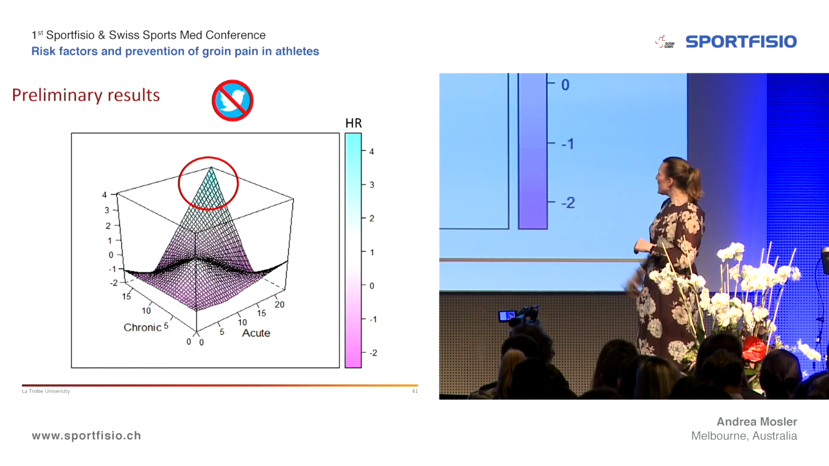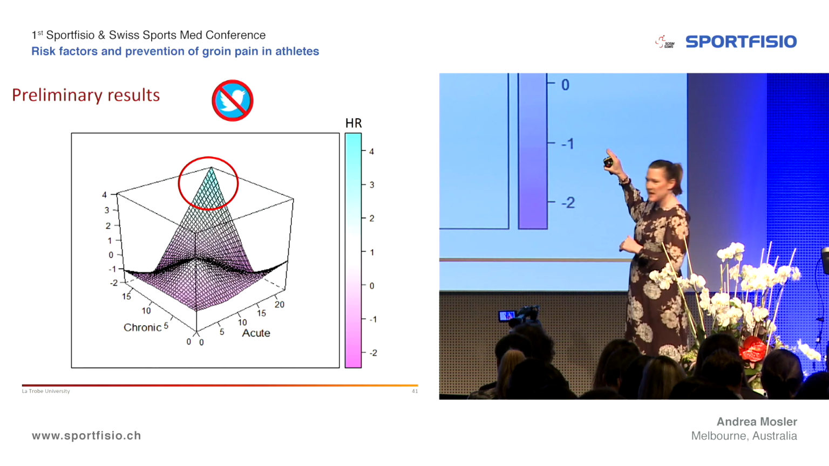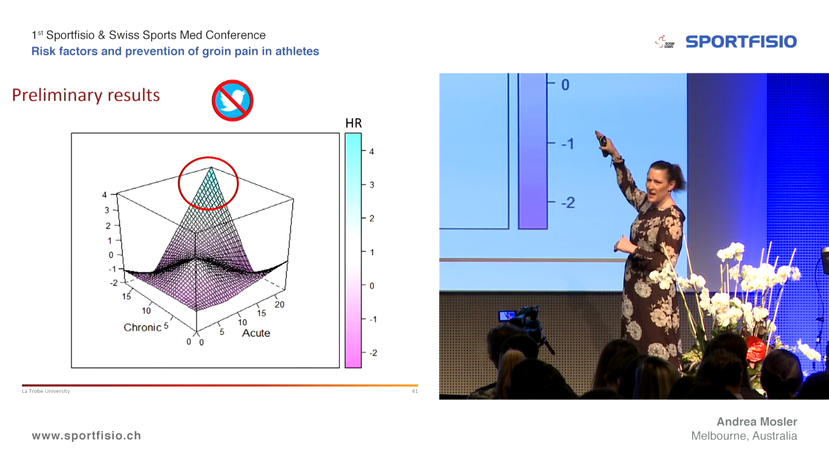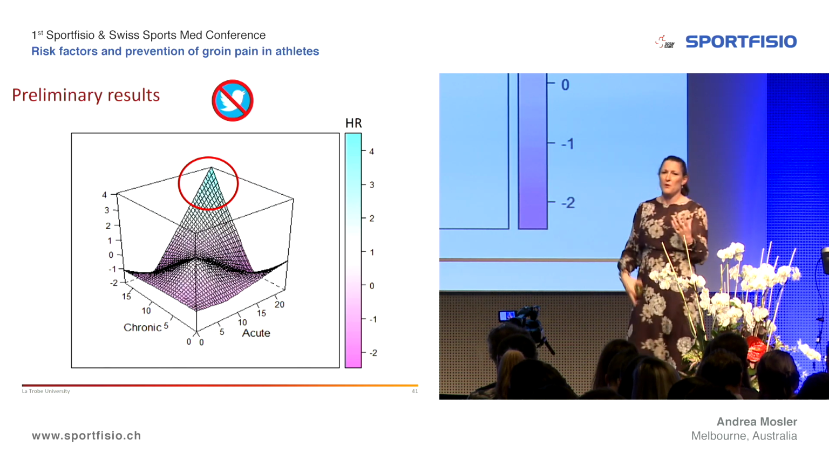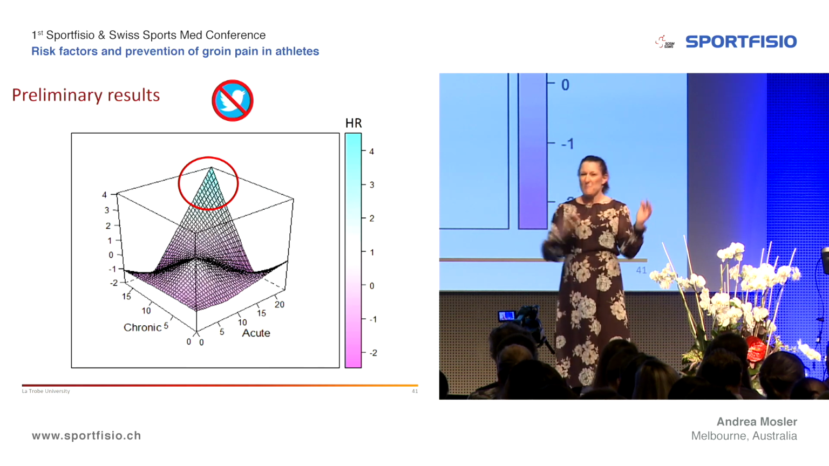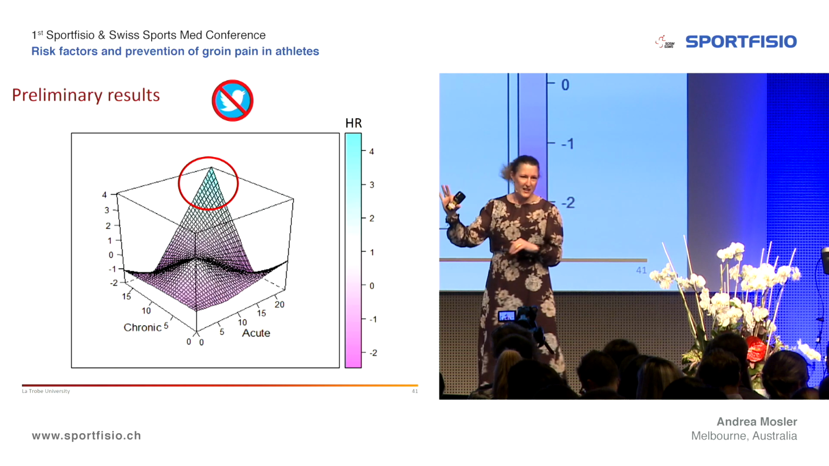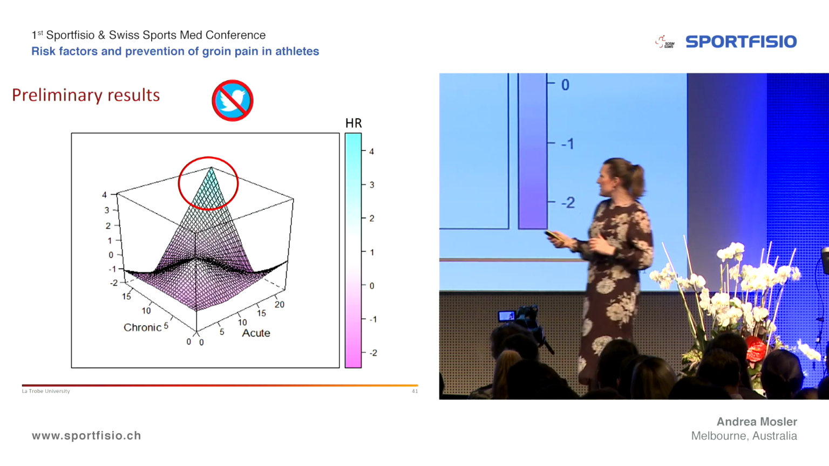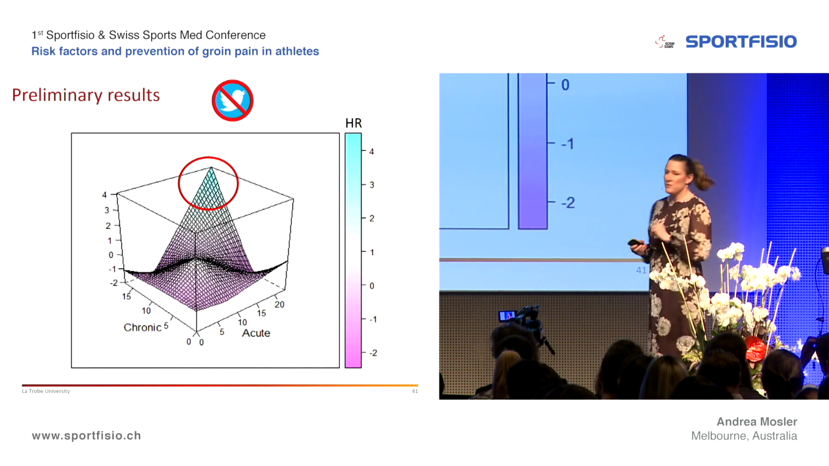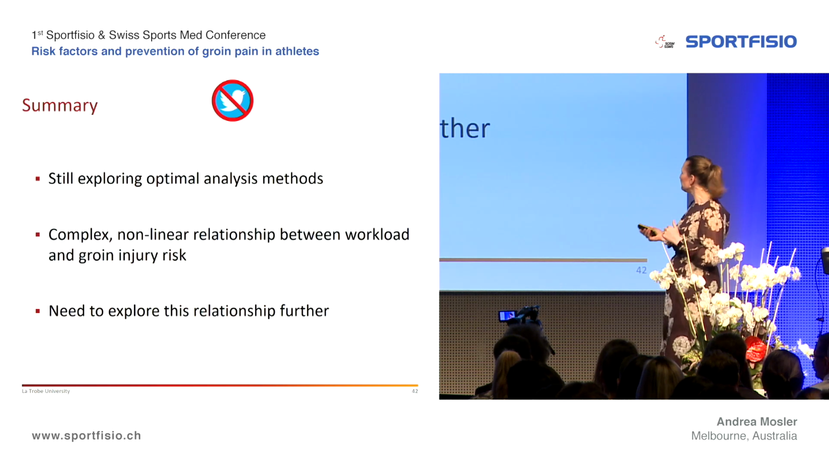But if we look at where the risk looks to be the highest, it's actually at the point where there's a high chronic load and a high acute load, which is kind of what Mick was talking about this morning, where you have an athlete that's just basically overloaded. This week I can't cope. So there does seem to be some relationship between workload and groin injury risk, which for those of us that have been working clinically with groin injuries are not surprised at.